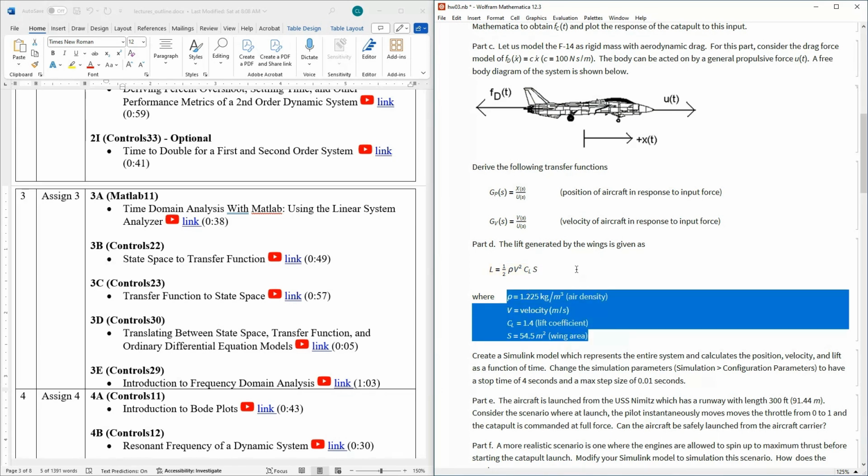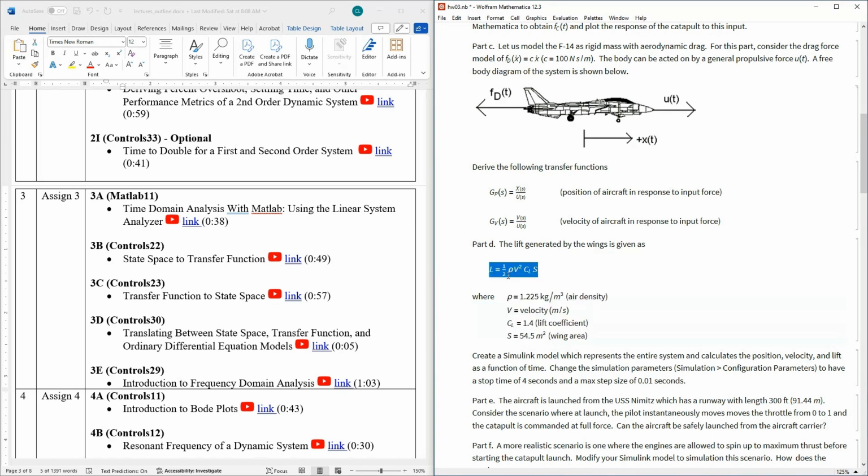So you can think about this as: we're going to start the vehicle from the end of the runway at rest. Then we are going to slam on the engine, slam on the catapult. We want to start it hurtling down the deck. The lift is going to start increasing and increasing and increasing as the velocity increases and increases and increases.